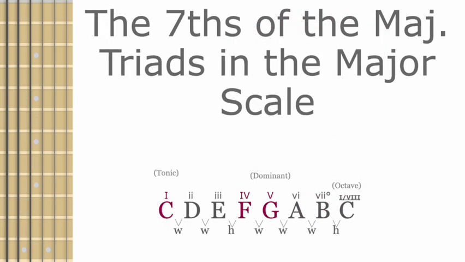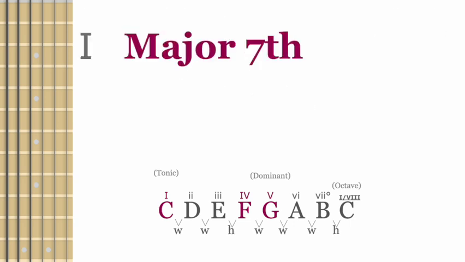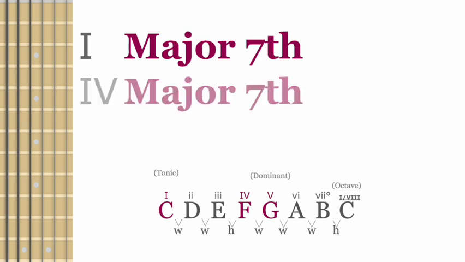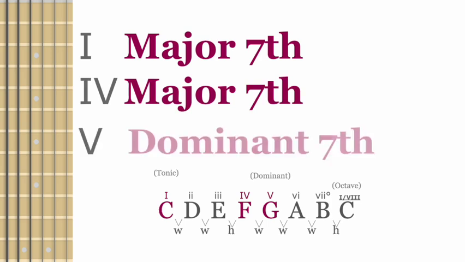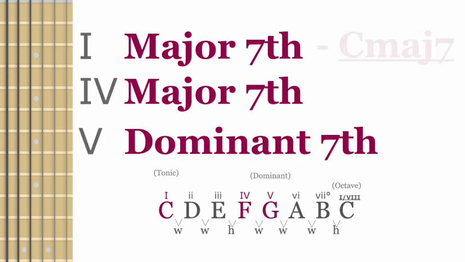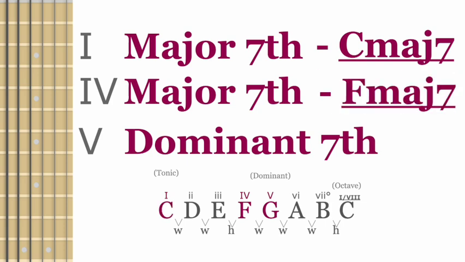And so in the major scale, when you're looking at the 7th chords, you're going to have your first as a major 7th, your fourth as a major 7th, and your fifth as a dominant 7th. And so here we got our C major 7th, our F major 7th, and our G dominant 7th. I didn't go over the fourth. Good exercise. Don't take my word on it. Go verify that it is, in fact, F major 7th. Good exercise. But here are your 7th chords in the major scale.